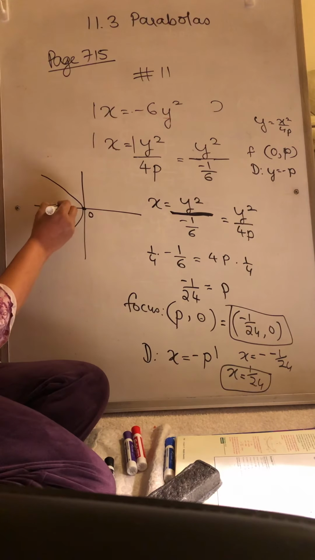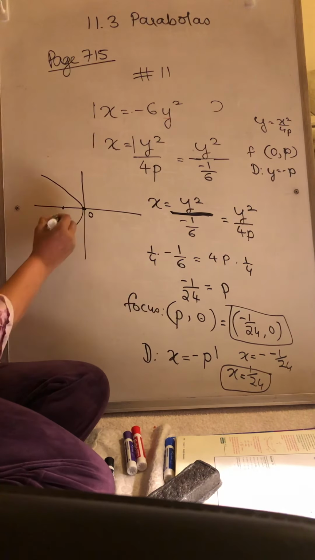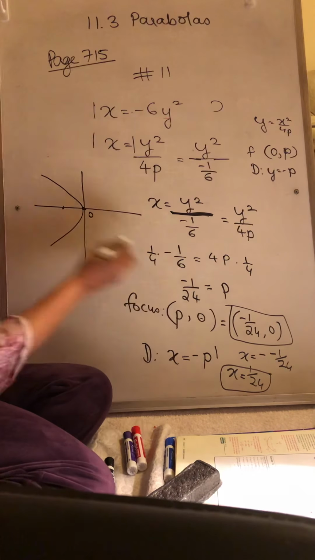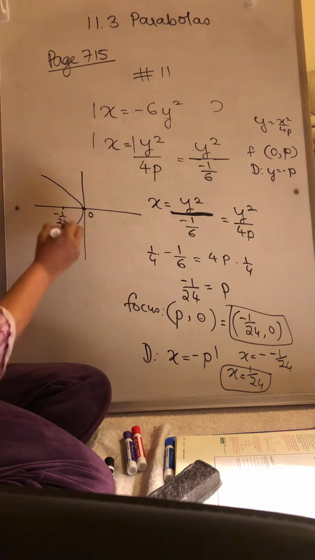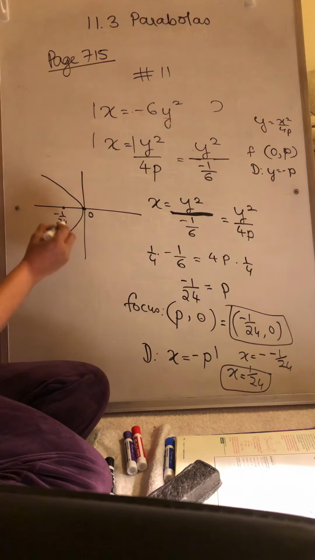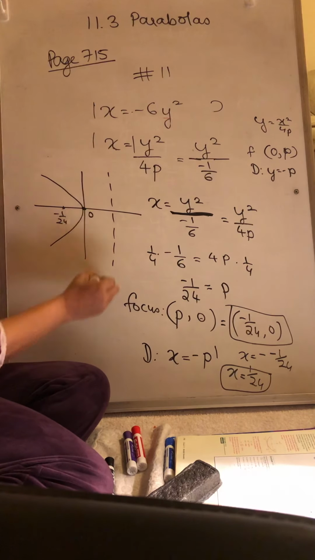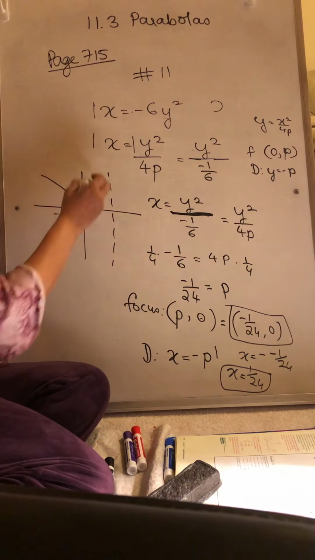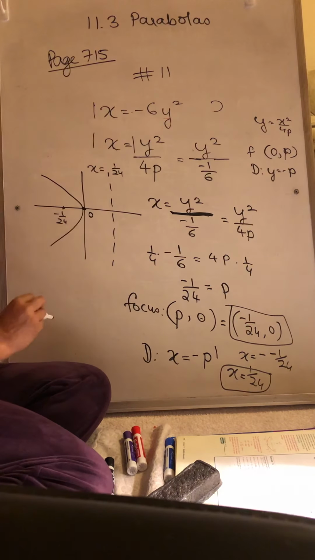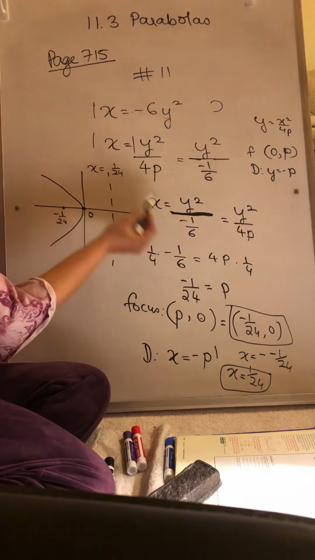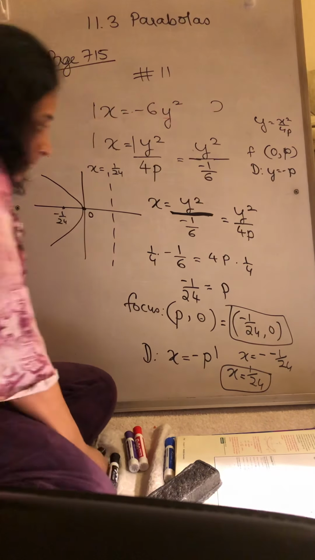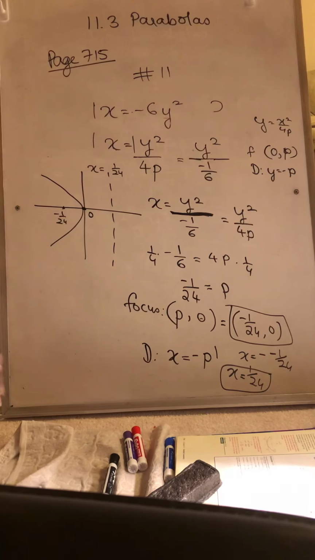So what is the point? The focus is here, where's my focus? Negative 1/24. It's a point. x is negative 1/24, y is 0 and my directrix is a line. It is vertical. So the equation is x equals 1/24. It's on the right side of the y-axis, so it's positive. Good. Let me check.